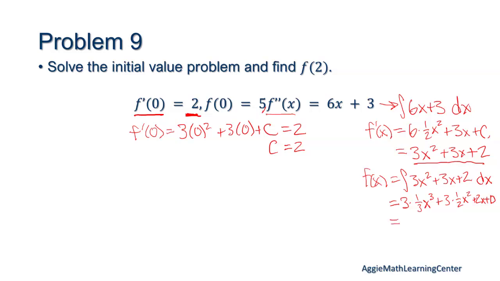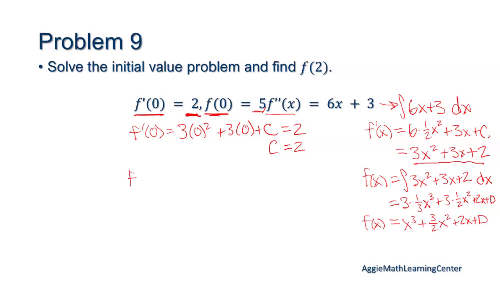Okay, and if I'm simplifying this guy, it's going to give me x cubed plus 3 halves x squared plus 2x plus d. Okay. So that is f of x. And I know for f of x, for f of 0, that's equal to 5.